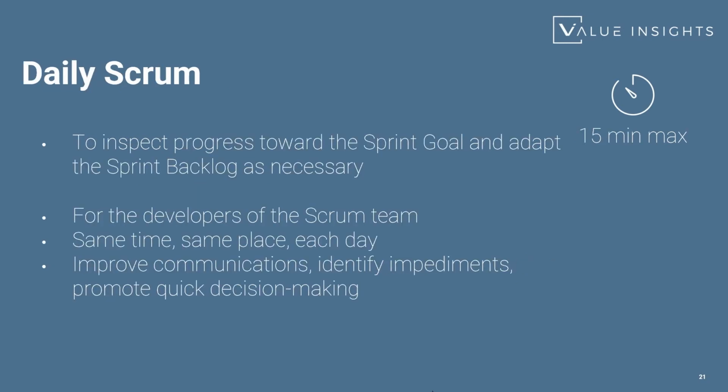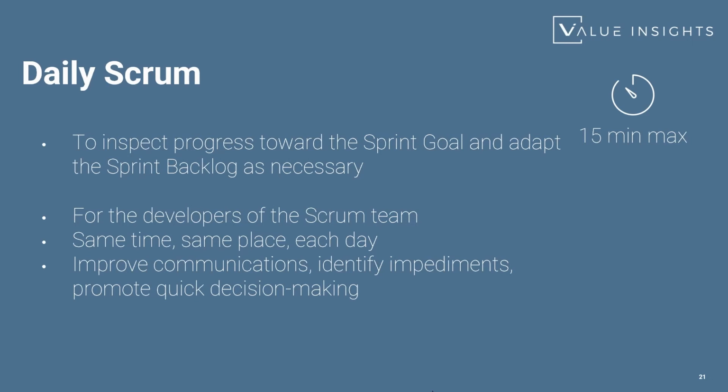Okay, let's now move on to the daily Scrum. Daily Scrum will be a 15 minutes maximum time box event. And the goal of the daily Scrum, which is run daily, as its name indicates, is to inspect the progress towards the sprint goal and adapting the sprint backlog as necessary. This event is for the developers of the Scrum team, so the presence of the Scrum Master and the Product Owner is not necessary. It is run at the same time and same place each day.